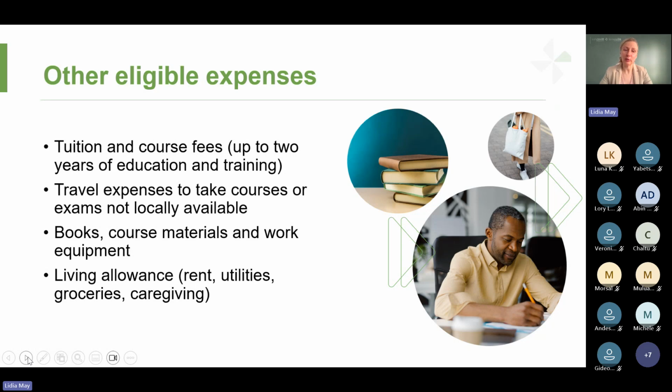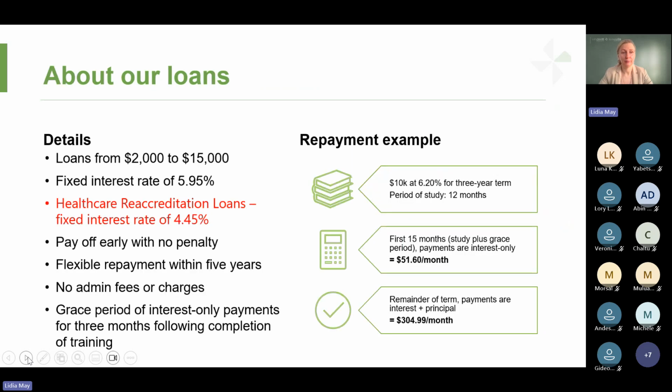So for you to keep in mind, everything which is related to your education and to successful completion of your course or of your exams, we might be able to cover. So here's some information about our loans you probably were wondering. The minimum amount of our loans is 2,000. So let's say if you need 500, we might not be able to give you 500 because the minimum amount should be 2,000. The maximum amount is 15,000.